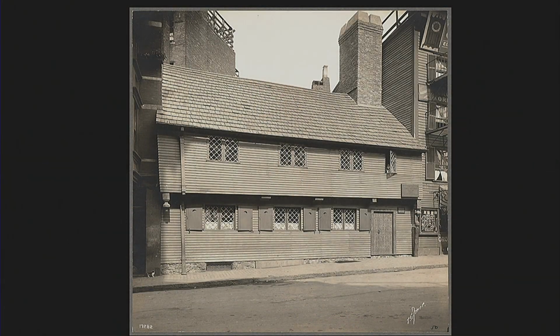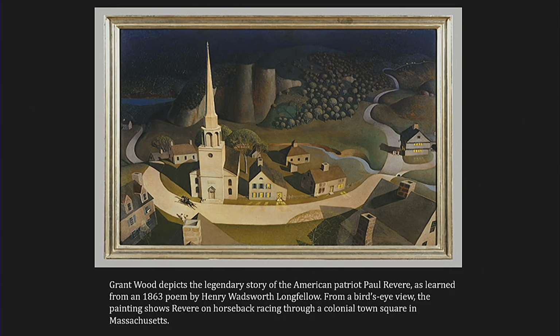Well, the North End is an important place. It not only was the place where we saw the slave auction, and we saw many of the immigrants of the 19th century, including Paul Revere. His house would be restored in 1907, as it conjecturally was thought to have looked in 1680. Of course, 21 people could never live in these 5 rooms. But the North End would also, in some ways, with Grant Wood's painting depicting the legendary story of the American patriot Paul Revere, as learned from an 1863 poem by Henry Wadsworth Longfellow.